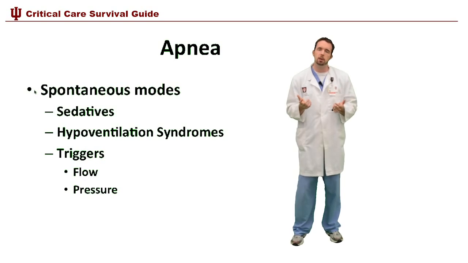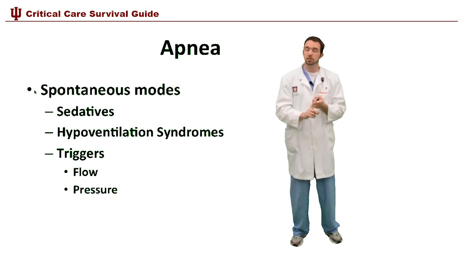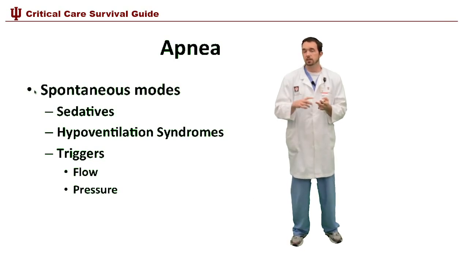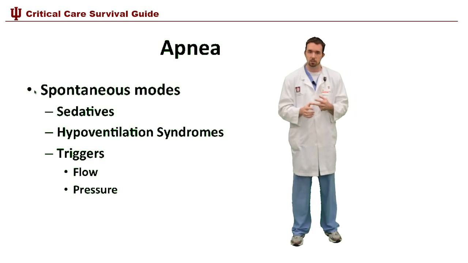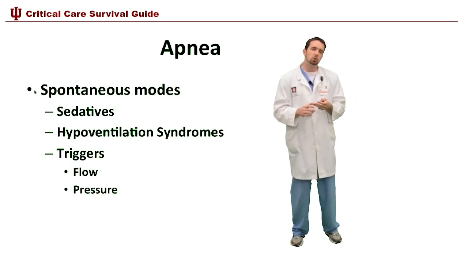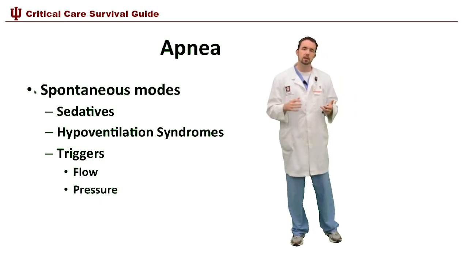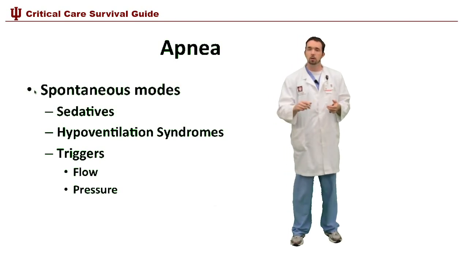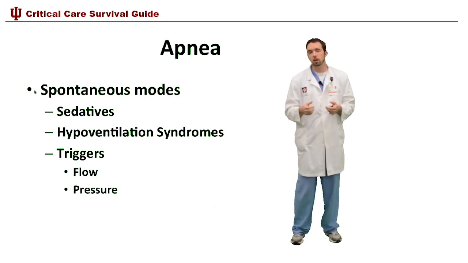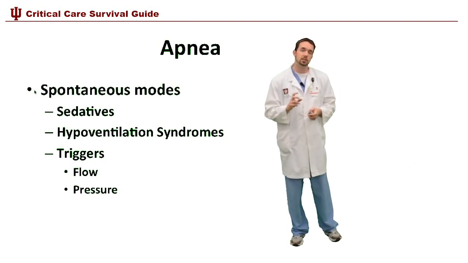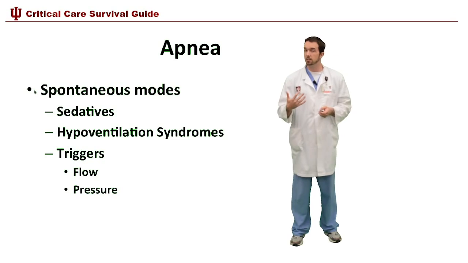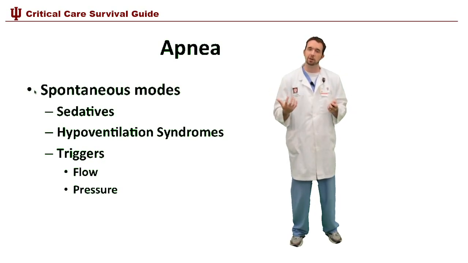Things that might prohibit the patient from initiating breaths most commonly would be sedatives, but in addition we have hypoventilation syndromes. These can be seen with strokes. They can also be seen with, as you know, the obesity hypoventilation syndrome. And finally, if the patient's too weak to even trigger the breath, then the vent won't give him the breath. Triggers can be flow or pressure triggered. You can talk with your RT about whether or not the trigger might be sensitive enough to detect the flow of breath air into the patient in order for them to get a tidal volume.